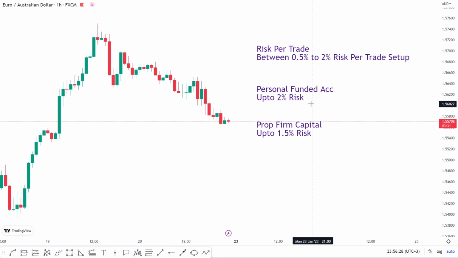So in case you're risking 2%, it means it will take you 50 losing trades in a row for you to lose 100% of your account, which practically is not very, very possible for you to lose 50 trades in a row. So that's good risk management, yeah.